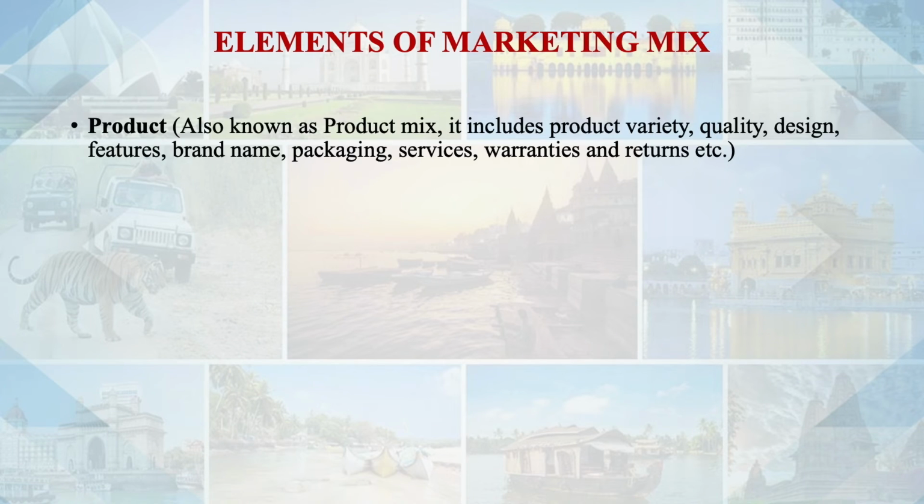The first element is product, also known as product mix. The products can be altered. There can be a variety of products, variations in quality, design, features, brand name, packaging, service, warranties, return policy, etc. These are all the elements related to the product mix, meaning a product can be altered in all these ways.